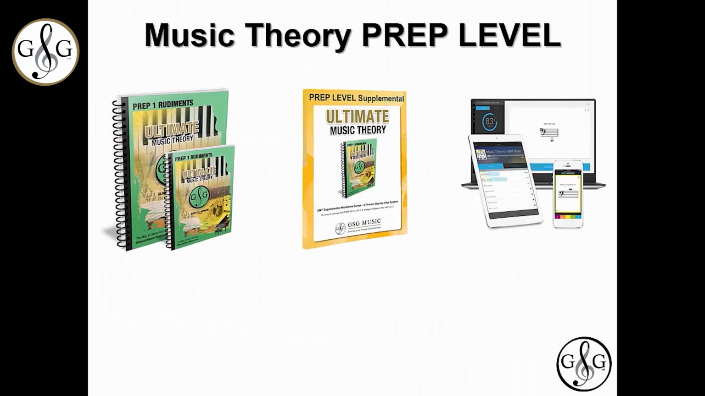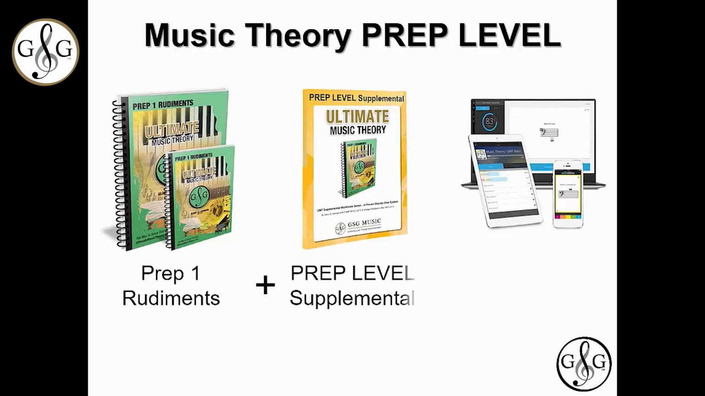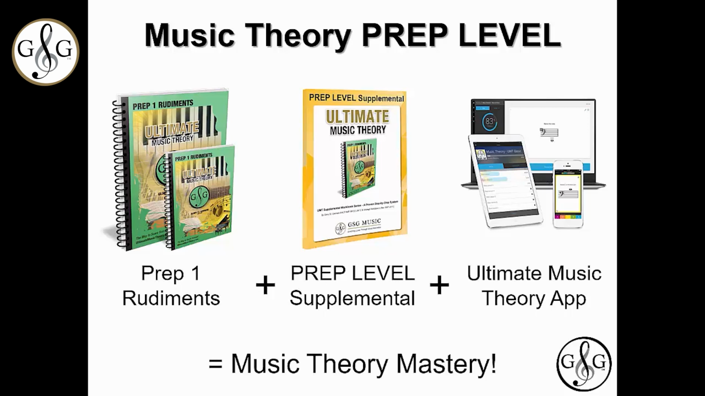To complete the music theory prep level, use the Prep 1 Rudiments workbook, plus the Prep Level Supplemental workbook, plus the Ultimate Music Theory app, which equals Music Theory Mastery. Now remember, you only have to purchase the UMT app once, as it includes all 6 levels that correlate to all the workbook levels.